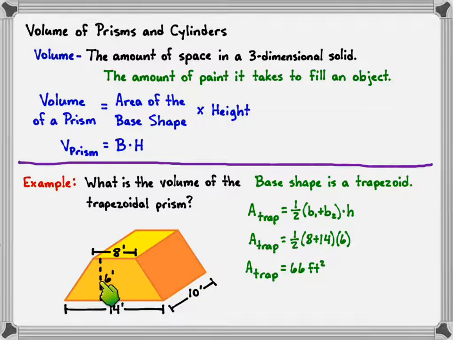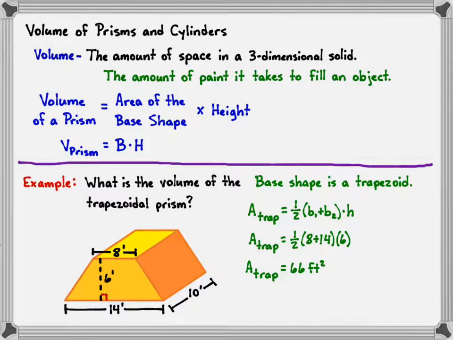So in this case, the trapezoid is laying down. What is the height of the prism? The height of the prism is the distance from the base, the foot, to the head, the top. So the height here is 10.